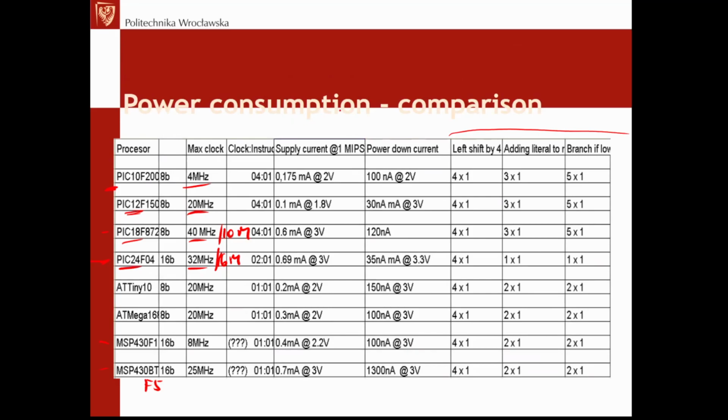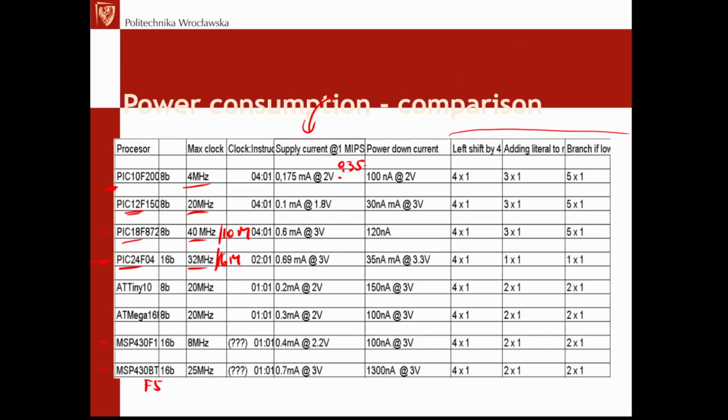And based on this, I calculated the supply current that is necessary to deliver 1 million operations per second for each architecture. And take a look. The tiniest one, the smallest one, PIC10, to deliver 1 million operations per second, in fact, requires 0.157 milliamp times 2 volts, which is about 0.35 milliwatt, of course, because this is in milliwatt. This is the lowest that you can get.